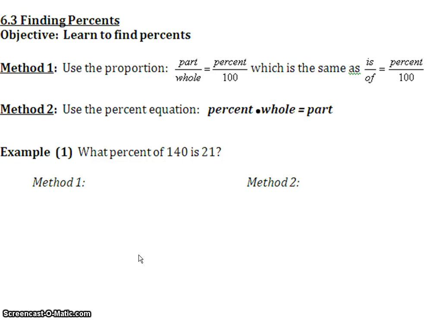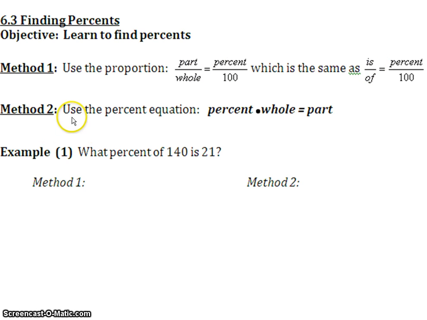Chapter 3, Section 6, Learning to Find Percents. In this section, we're going to learn two different methods to find percents. Method number one, using a proportion. We'll set up a ratio of part to whole that's equivalent to percent out of 100. This is the same as using the terms is over of equals percent over 100. Sometimes it's easier, instead of using part and whole, to use the terms is and of.